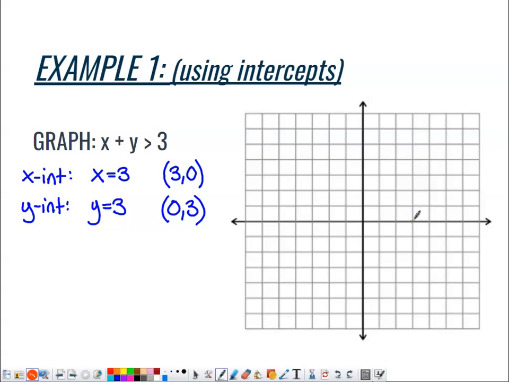So (3, 0) is over here. (0, 3) is up here. Okay. And then I'm going to look at what my inequality is. So this is greater than, meaning that we have a dashed line. So we're going to go ahead and use that dashed line.